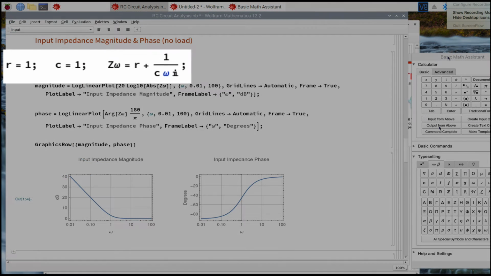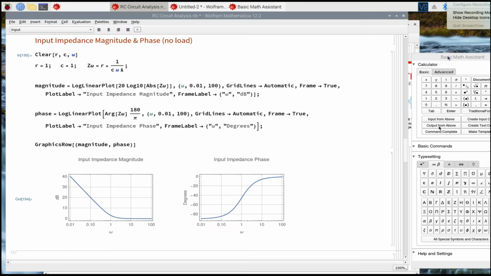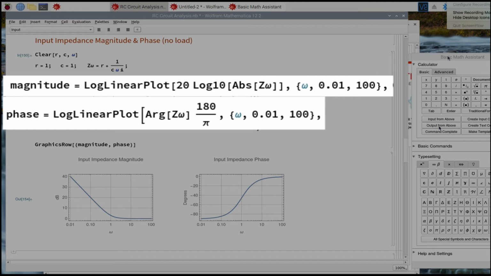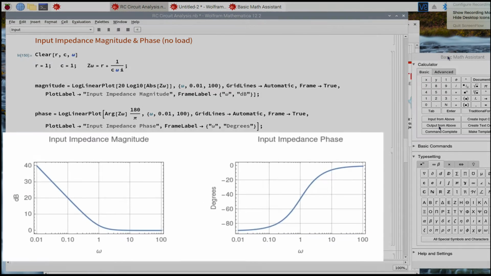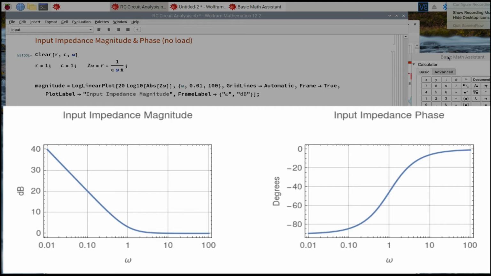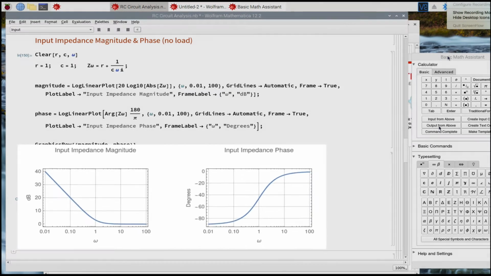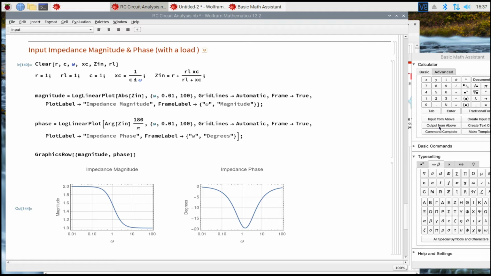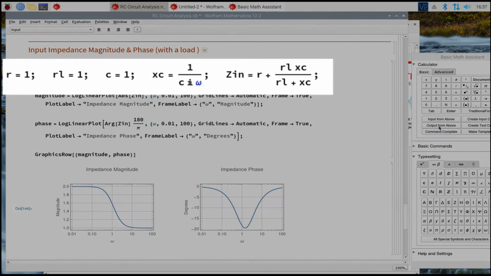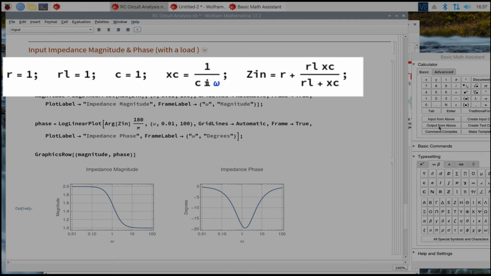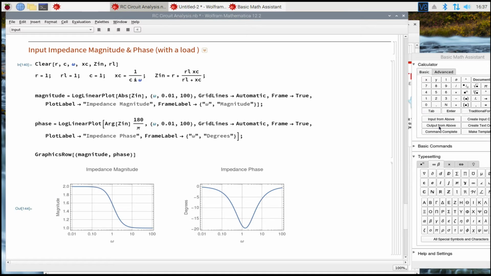The input impedance of this circuit is simply the resistor value plus the capacitor reactance. Adding a resistive load across the capacitor has a drastic effect on the input impedance.